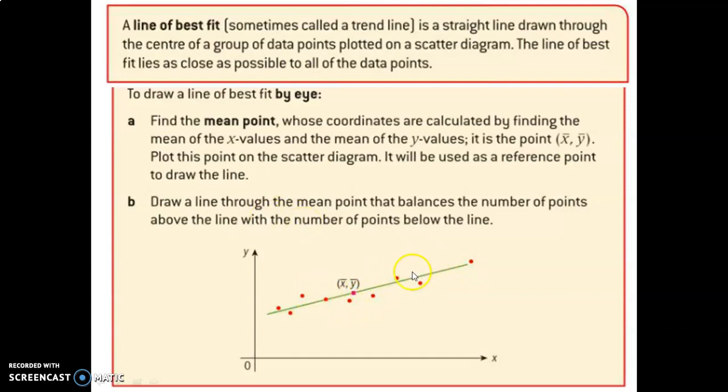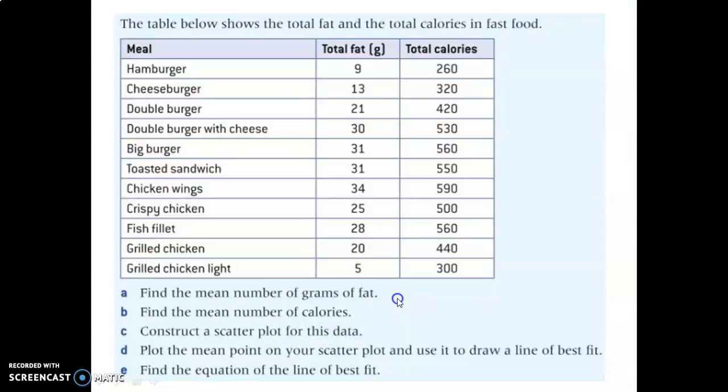To help us draw a good line of best fit, we can begin by finding a mean point. The mean point is one point on the line which will be found by taking the mean of the x values and the mean of the y values. So once you find the mean of the independent variable and the mean of the dependent variable, you can plot that point. Once you have the mean point, you can draw a line of best fit, and it must pass through the mean point. So that mean point gives you a reference point, and then it's easier to draw the line of best fit.